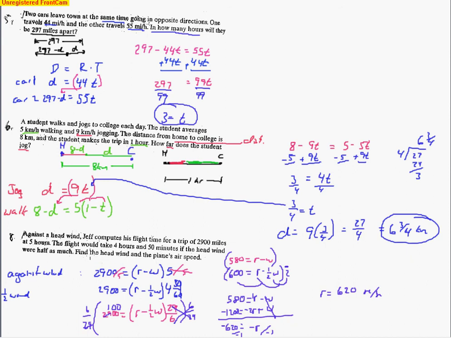And find the headwind and the plane's airspeed. So we found that. Now we find the headwind. Well, just take this 620 and substitute it in for this r right here. And so what we've got is 580 equals 620 minus w. So subtract that 620 from both sides, and that gives us negative 40. So it's a negative, but the wind is negative as well. So again, you divide by the negative 1, and it gives you w equals 40 miles per hour.